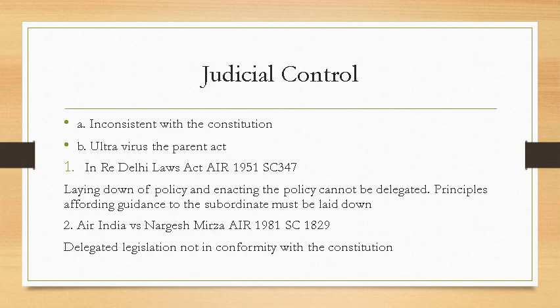Now, the reason why they came up with this kind of analysis was, here the Enabling Act itself exceeded the constitutional limits because it permitted the executive to repeal a law which was already existing. So this was something which was disliked, and it was clearly stated that the function of laying down of policy and enacting that policy cannot be delegated.